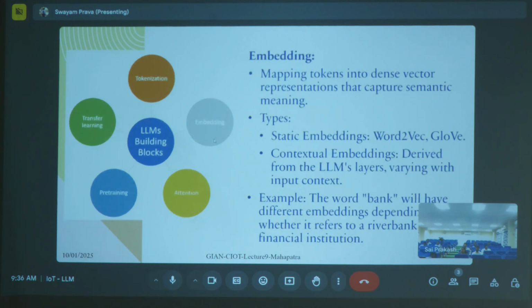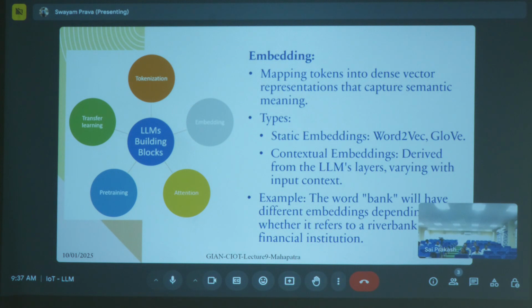Then we have the embeddings. After tokenization, these chunks, the words or subwords, whatever you tokenized into, are converted into dense vectors. So this dense vector representation is called embedding. This is where the model starts to understand meaning.